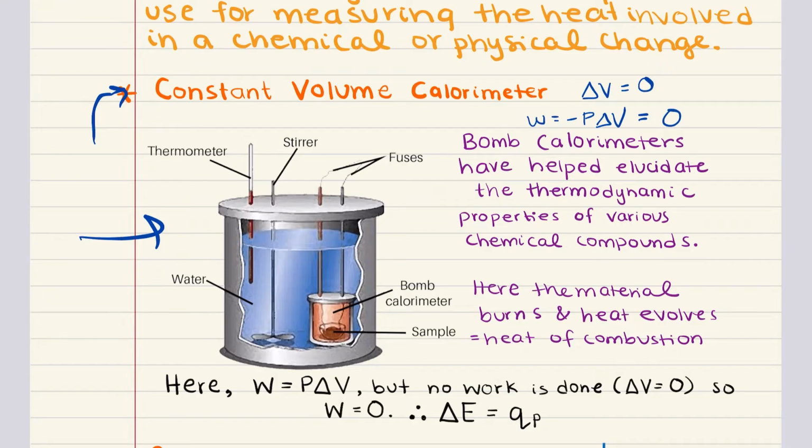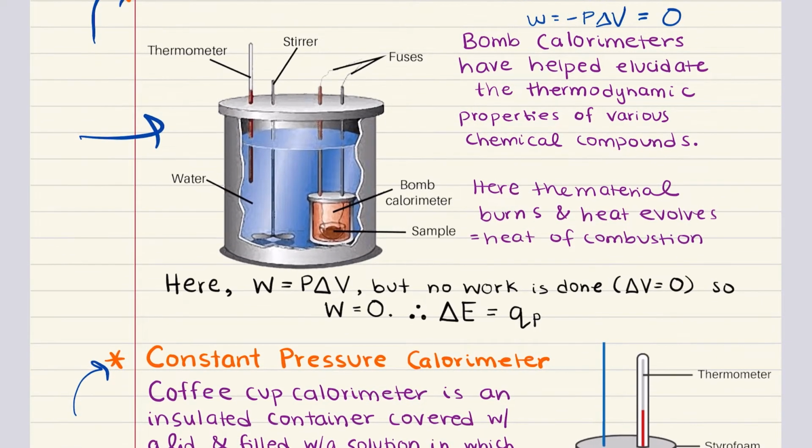So that means that under constant volume conditions, the change in internal energy is going to be equal to the heat that is absorbed or released at constant volume. So again, the change in internal energy of the system can be directly equated to heat under constant volume conditions. We can use a little subscript of V to denote that this is heat that is absorbed or released under constant volume conditions.